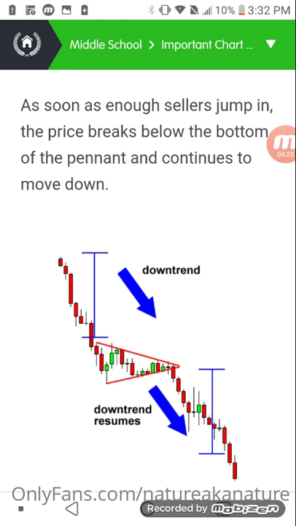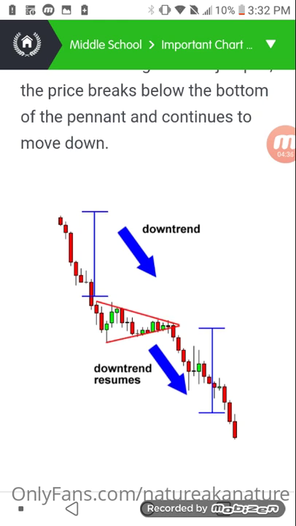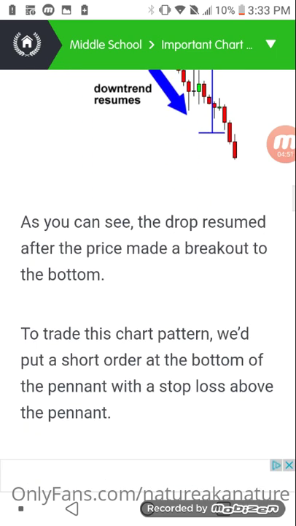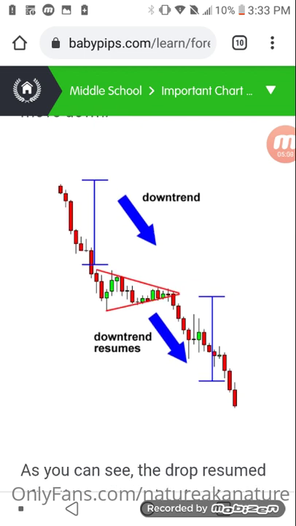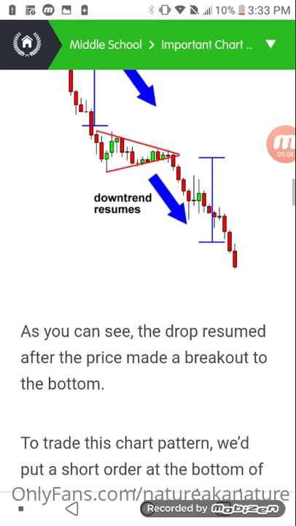It continues. As soon as enough sellers jump in, the price breaks below the bottom of the pennant to continue the move down. So as you can see in the picture right here, price will go the same distance from the downtrend to where the downtrend resumes. It's going to be the same distance, might even be a little bit further. Just letting you know that. As you can see, the drop resumes after the price makes a breakout to the bottom. So once price breaks out of this triangle pennant or bearish pennant, price continues to resume to the bottom.